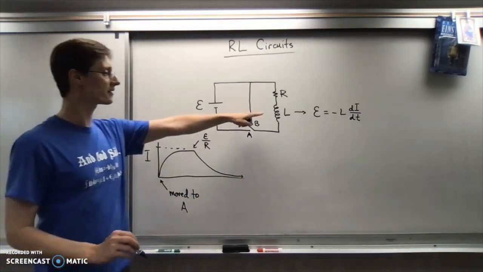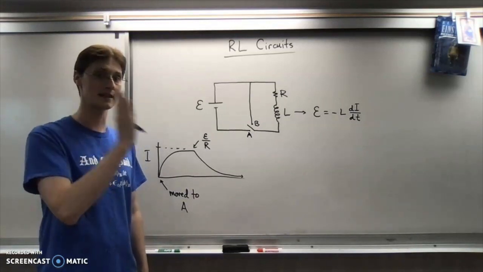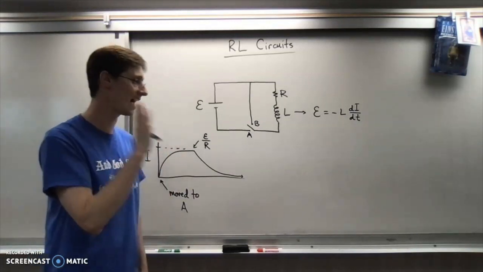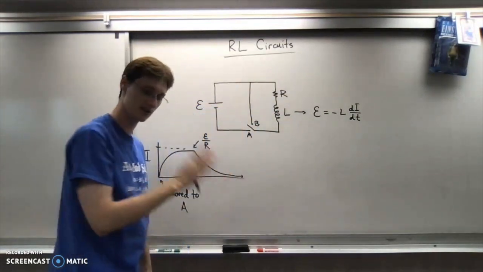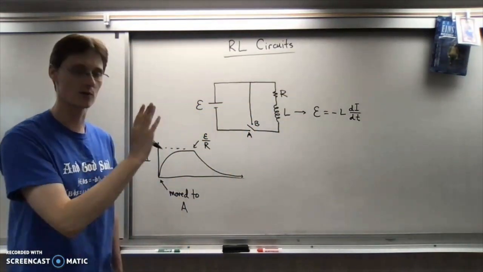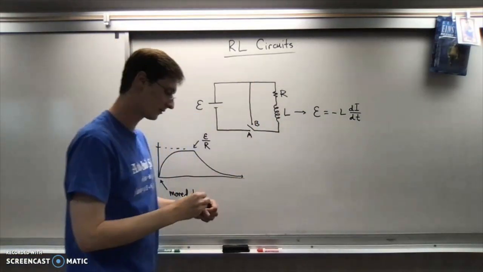So there is a period in time where the inductor is able to maintain the current, right? It acts like a battery. It says there shall be current in the same direction that it was already flowing, and it will maintain that for as long as possible.